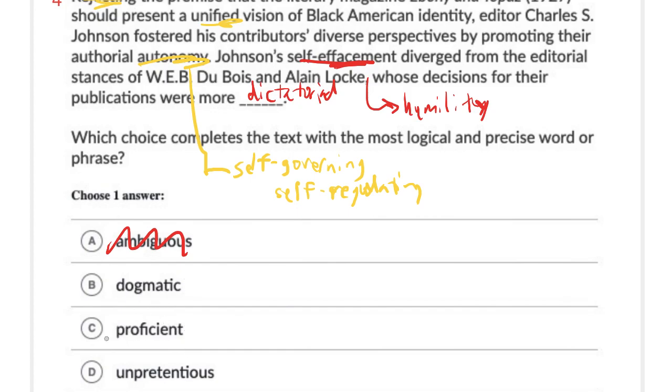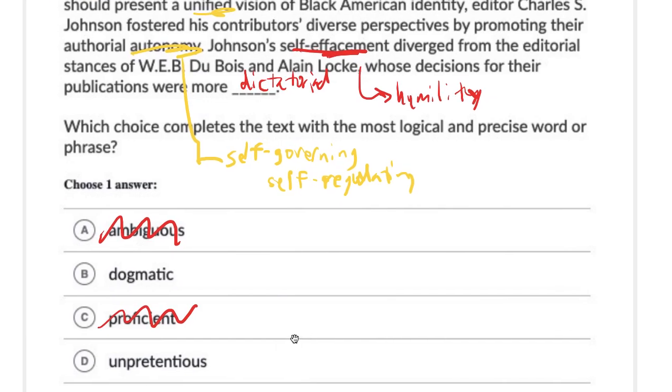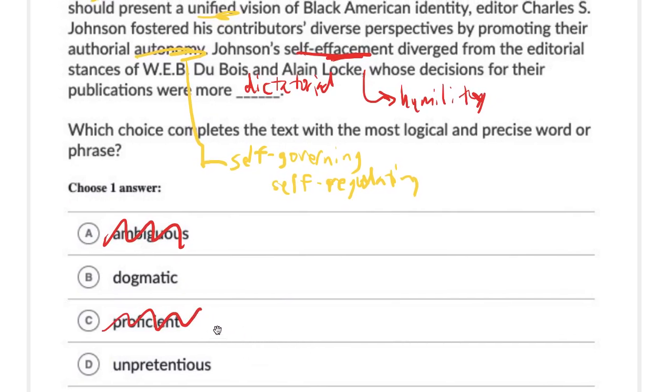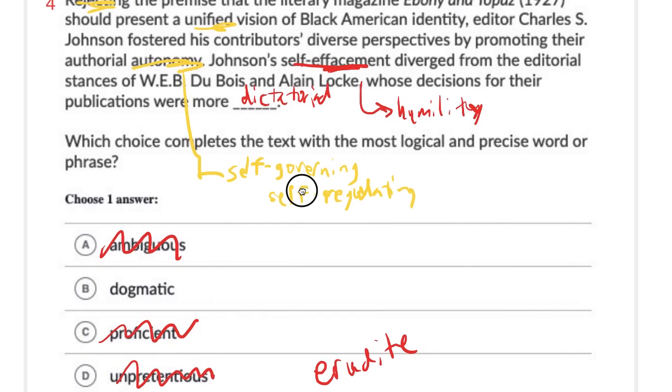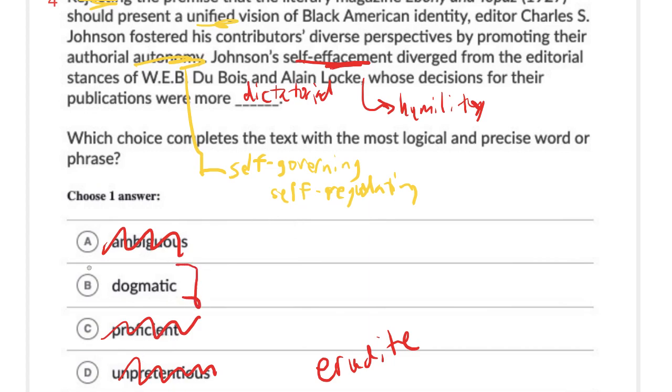Proficient. If you're proficient, you're skilled, you are high in aptitude, something like that. You know what you're doing. Unpretentious. Well, if you're pretentious, it's more like you're trying to be something that you're not. You're trying to sound fancy, trying to sound high class. You're trying to sound erudite, to use another word that you can look up. You're trying to sound like you really know what you're talking about and that you are a big shot. Unpretentious would be the opposite of that, but neither one of these has to do with pretentiousness. So it's going to be dogmatic. What does dogmatic mean? Well, it's related to the idea of dogma, like religious dogma.